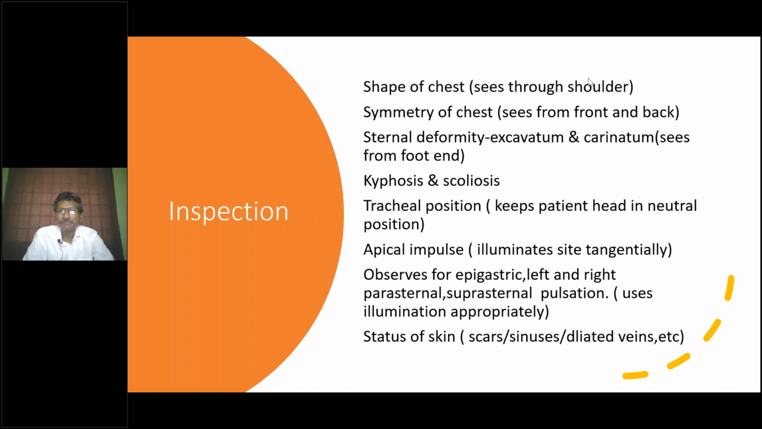Okay. Now the first four things: shape of the chest, symmetry of the chest, sternal deformity, kyphosis and scoliosis. We have already discussed it under the respiratory system. Now, is it clear why these things are important in the cardiovascular system?